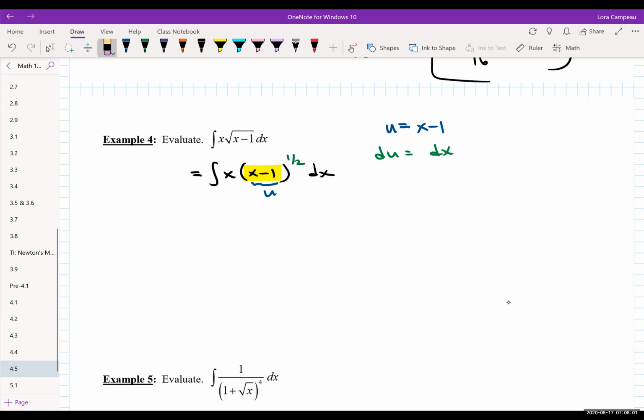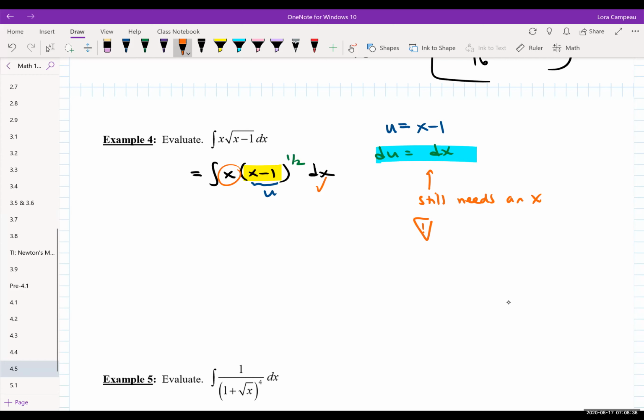But when I look at this a little carefully, I'm noticing, wait a second. I'm looking at my du right here, and I'm saying, well, I've got the dx, I'm good to go. But see how I have an extra factor hanging out? My du needs an x. And this is an issue.